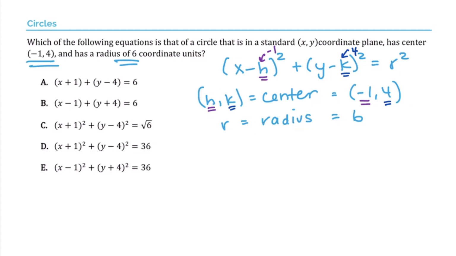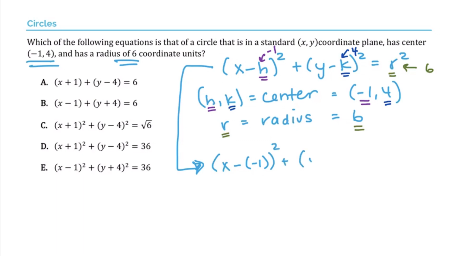And then the last thing I'm going to do is notice my r. Here's my r, and what was r? r was 6. So I'm going to plug 6 in for r. When I do that, I'm going to plug in those numbers. I'm going to have x minus, now notice that h is -1, so be very careful with your negative signs, plus y minus, what was k? k was 4, so square that, equals r, which was 6 squared.